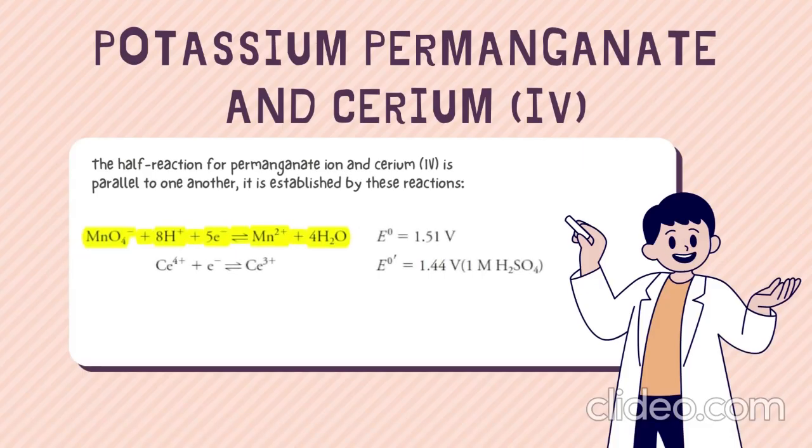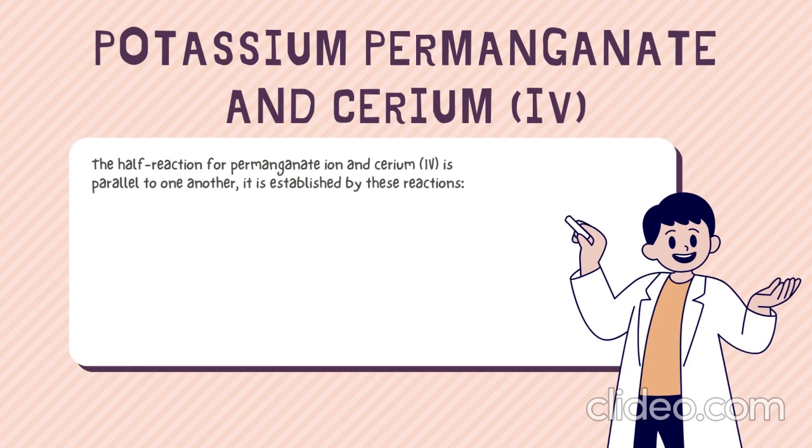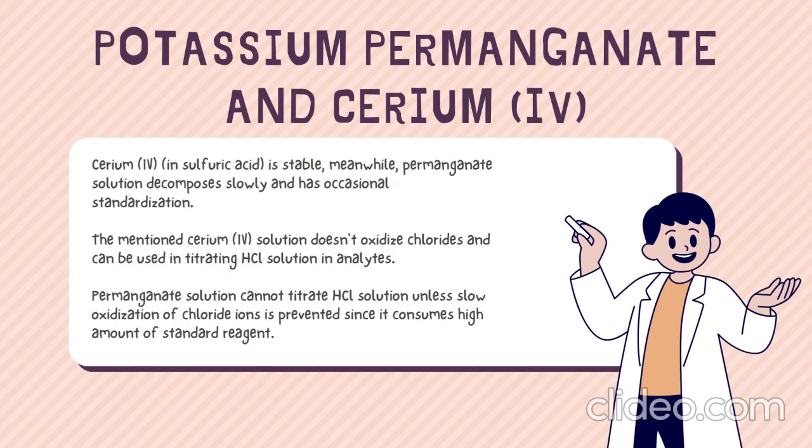So potassium permanganate and cerium-4: the half reaction for permanganate ion and cerium-4 is parallel to one another. It is commonly established by this reaction. Cerium-4 in sulfuric acid is stable. Meanwhile, permanganate solution decomposes slowly and needs occasional standardization. The mentioned cerium-4 solution doesn't oxidize chlorides and can be used in titrating HCl solution in analytes.